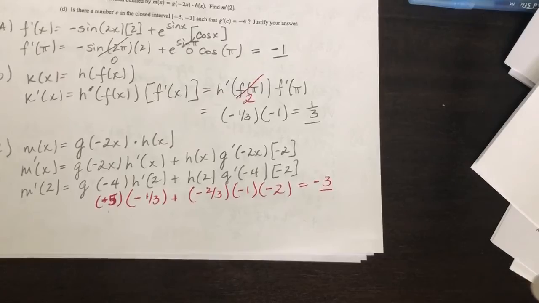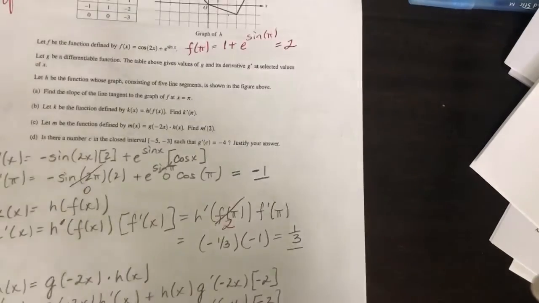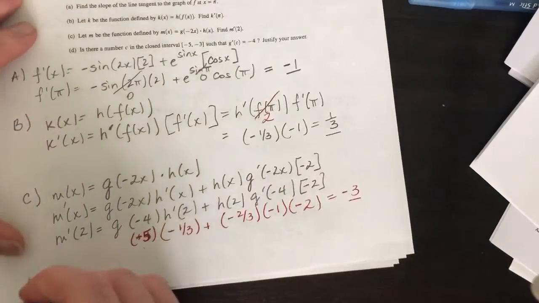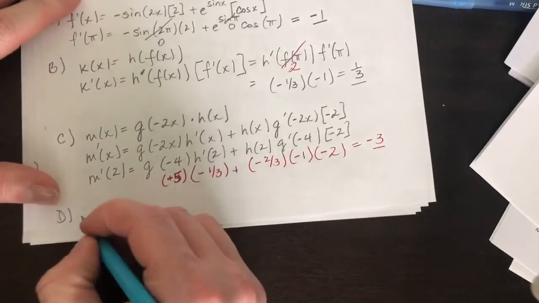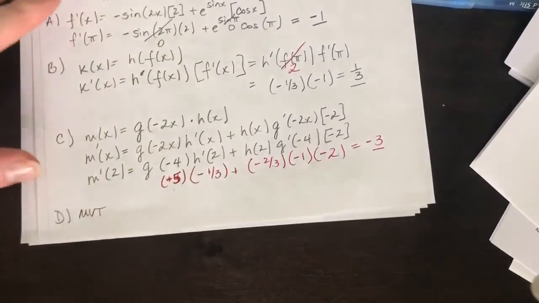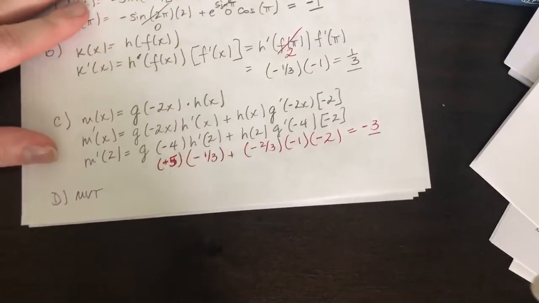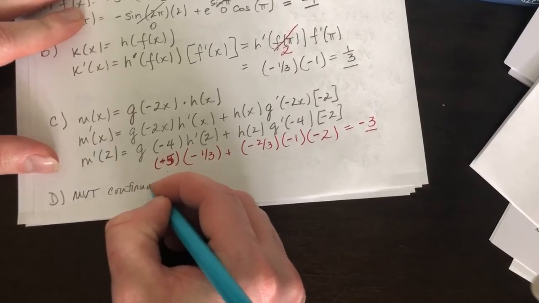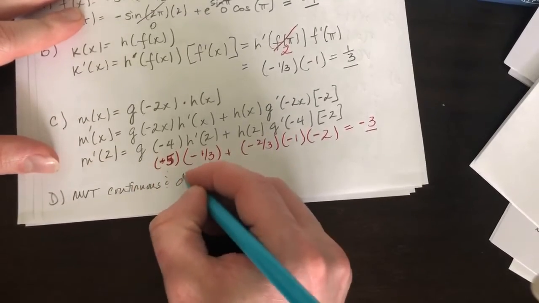Okay, part D. It says, is there a number c in the closed interval such that g prime of c is equal to negative 4? So for g, we're looking in between negative 5 and negative 3. Remember, this is going to be MVT. With MVT, we have to say that it's continuous and differentiable.